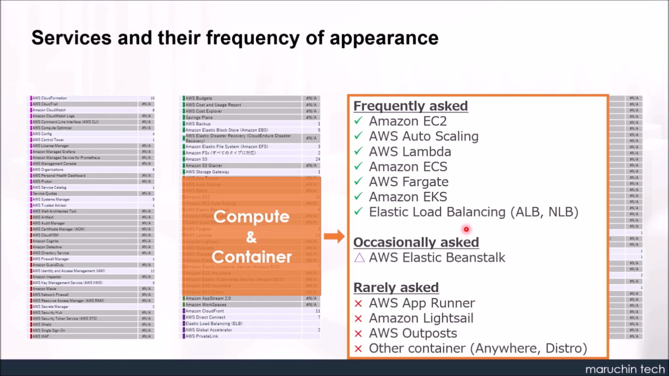And regarding load balancers, the ALB, Application Load Balancer, and the NLB, Network Load Balancer, are frequently asked about. The ALB operates at the application layer and can control HTTP traffic, making it frequently tested in the context of security-related features.